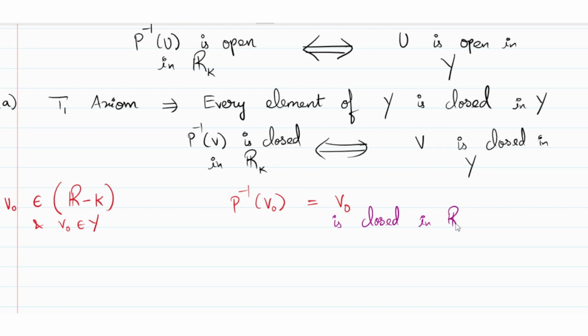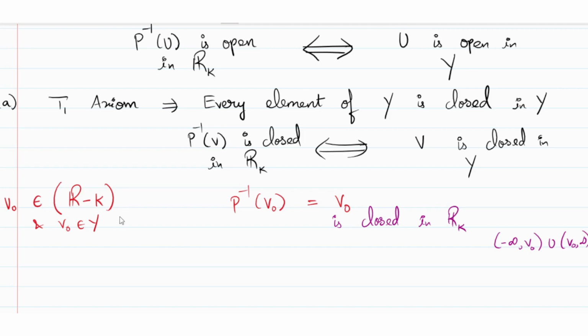v naught is closed in Rk, because you can write the complement as minus infinity to v naught, union v naught to infinity. This is open, and the complement of this is closed, which is v naught. Since P inverse of v naught is closed, v naught is closed in Y, and hence every single point in R minus K is closed.